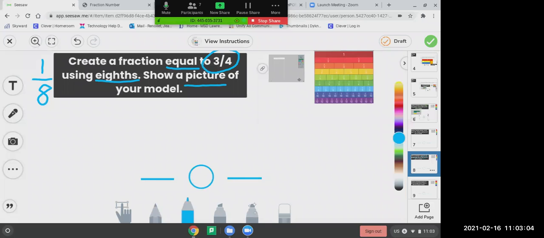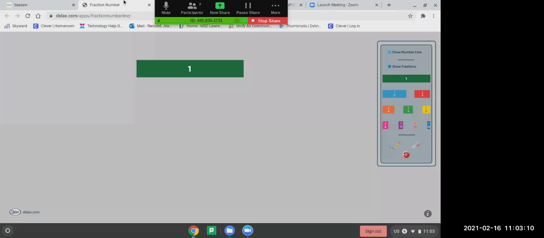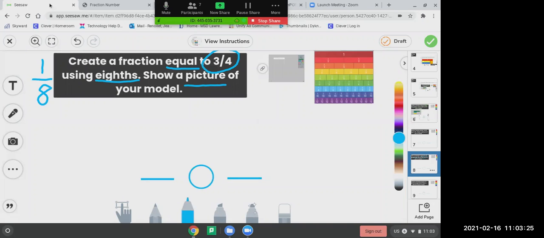Okay, I have clicked on the link, and remember, it will open a new tab. You can begin by clicking the one whole, just like me. And then let's go back to our task to see what our job is. Create a fraction equal to 3 1/4.